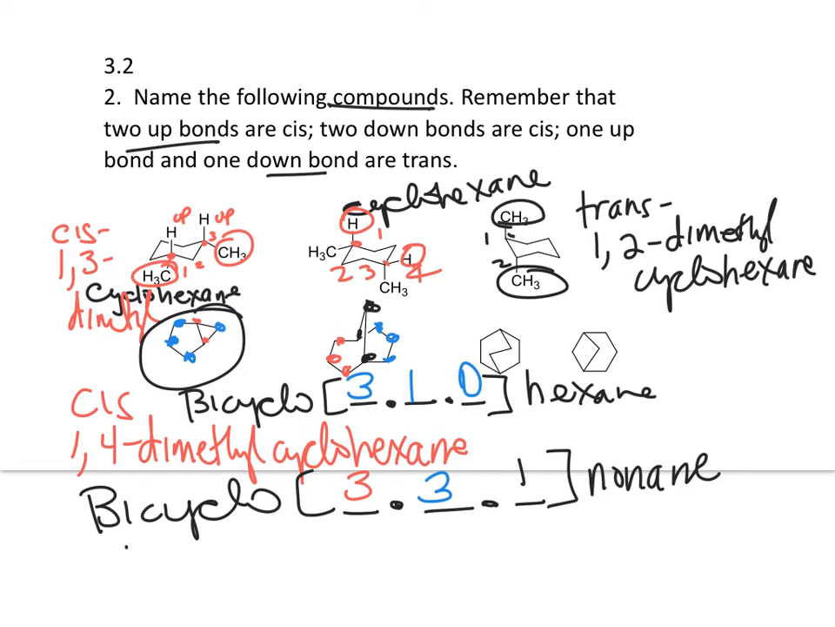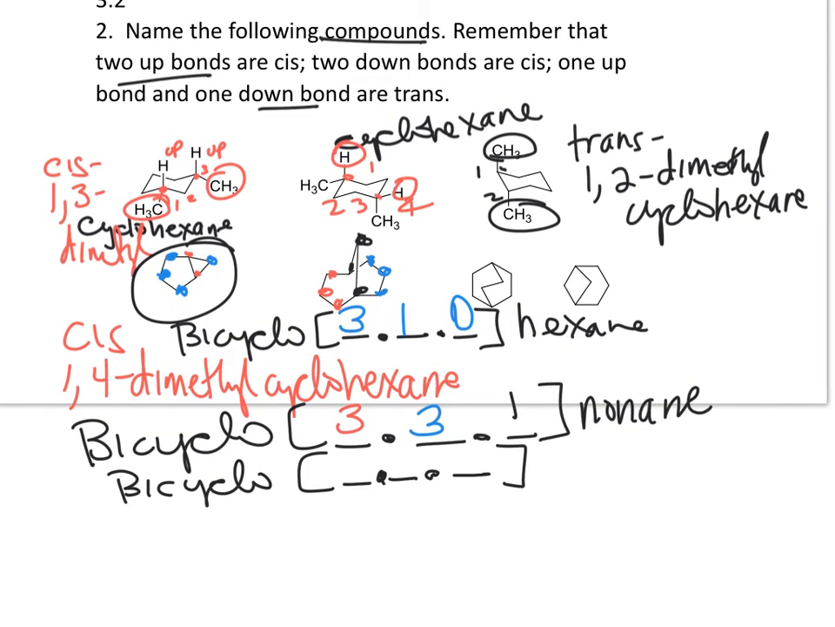Okay, the next one we have bicyclo. And we're going to do our brackets with our dot. So when we look at this, we see that the first one has 2 carbons, so just put a 2. The next one has 2 carbons, and then the one in the middle has 2 carbons. And so 2, 4, 6, plus the bridgeheads, 8, that's octane. We just put octane at the end.